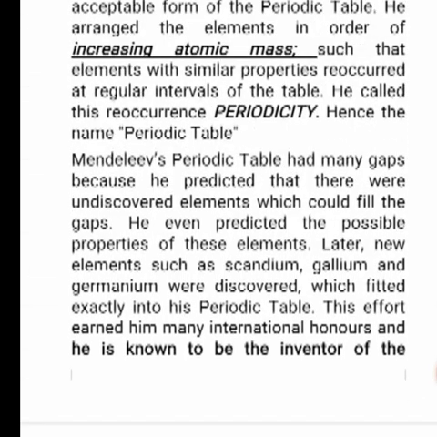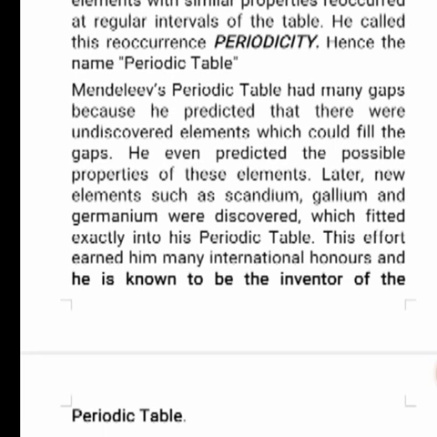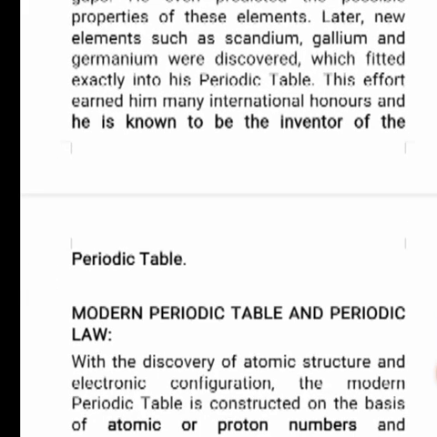Mendeleev's periodic table had many gaps because he predicted that there were undiscovered elements which could fill the gaps. He even predicted the possible properties of these elements. Later, new elements such as scandium, gallium, and germanium were discovered, which fitted exactly into his periodic table. This effort earned him many international honors, and he is known to be the inventor of the periodic table.